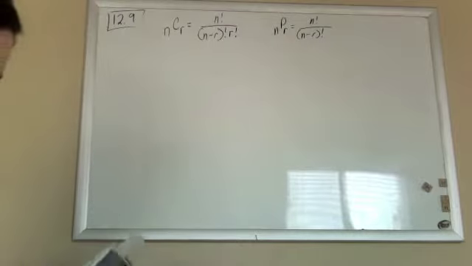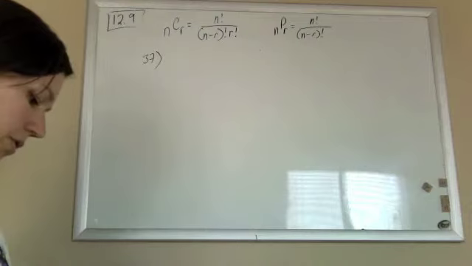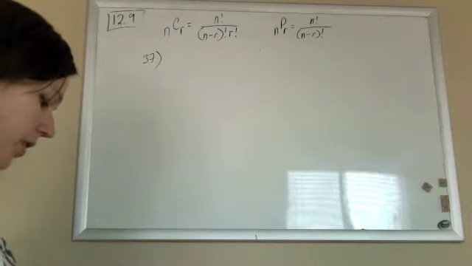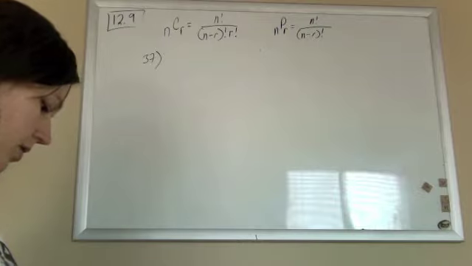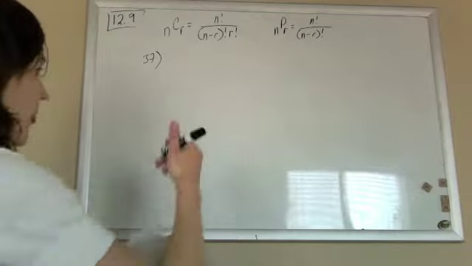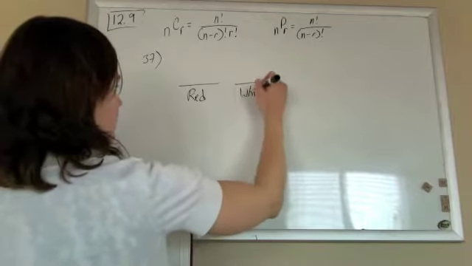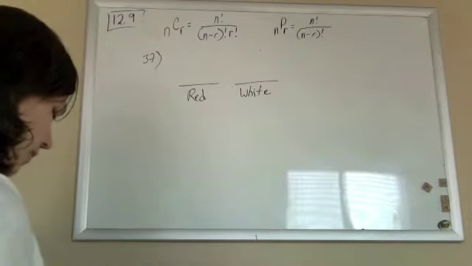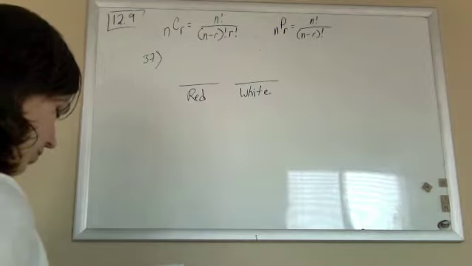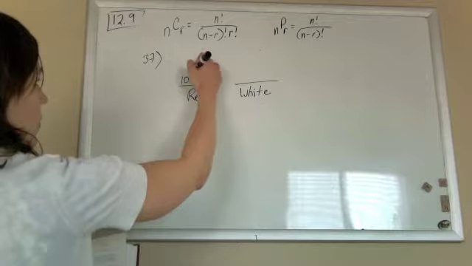And for 37, so now we have 10 different bottles of red wine and 8 different bottles of white wine. So you have red and you have white. And you have 10 bottles of red and you want to choose 4 of them. So 10 bottles and you want to choose 4.